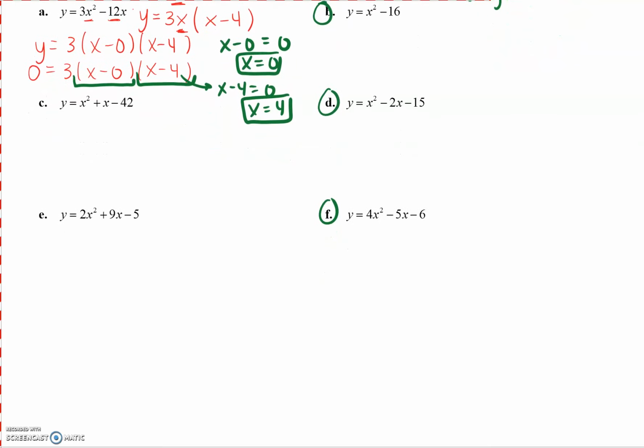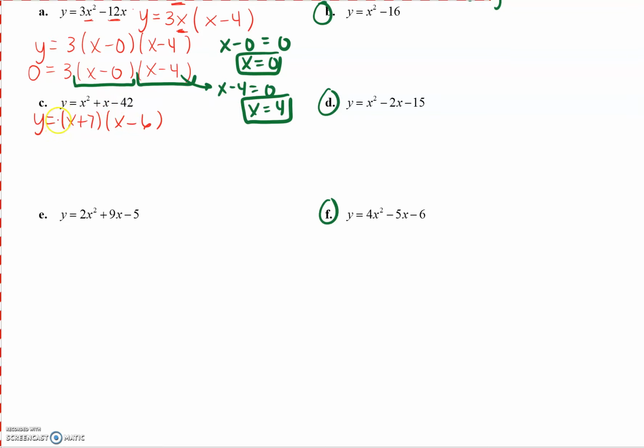So now let's try one that's a little bit harder to factor, part C. So this is a trinomial. We spent time factoring trinomials yesterday. So the way I'm going to factor this trinomial is I'm going to look for two numbers that multiply to negative 42 and add up to 1. So these two numbers must be positive 7 and negative 6.